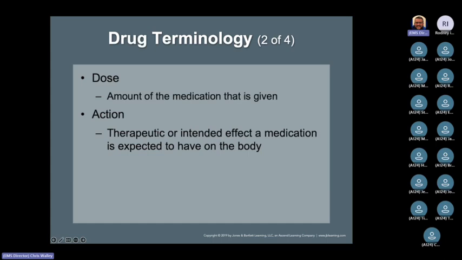Now, we talk about dose. Well, we have to give the correct dosage of a medication. So dose is the amount of medication that is given, and that depends on our patient's size, their age, whether the patient is an adult or child, and what our desired action of this particular medication is.